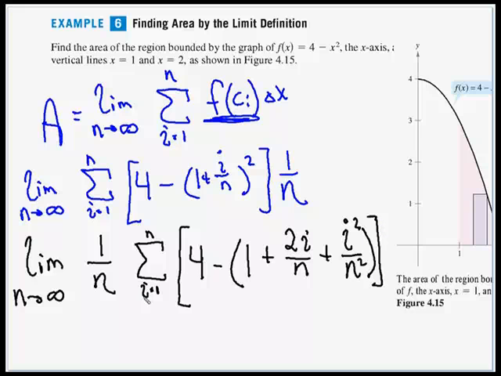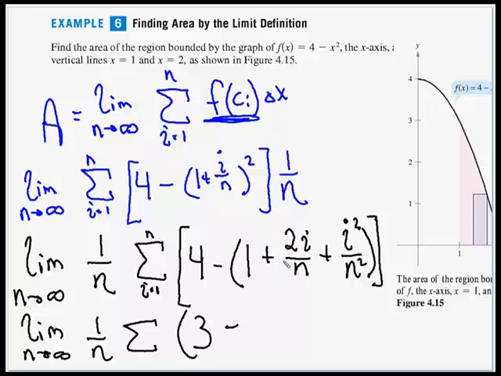And let's see, we have to remember to distribute our negative sign. Our limit as n goes to infinity, 1 over n, our summation, I'll stop at the lower and upper limits there. So here we're going to have 4 minus 1, which is 3, and then the negative will be distributed, minus 2i over n, minus i squared over n squared.